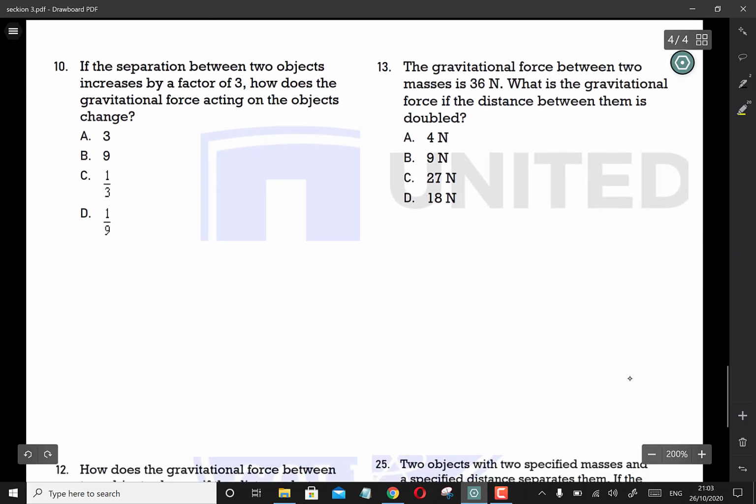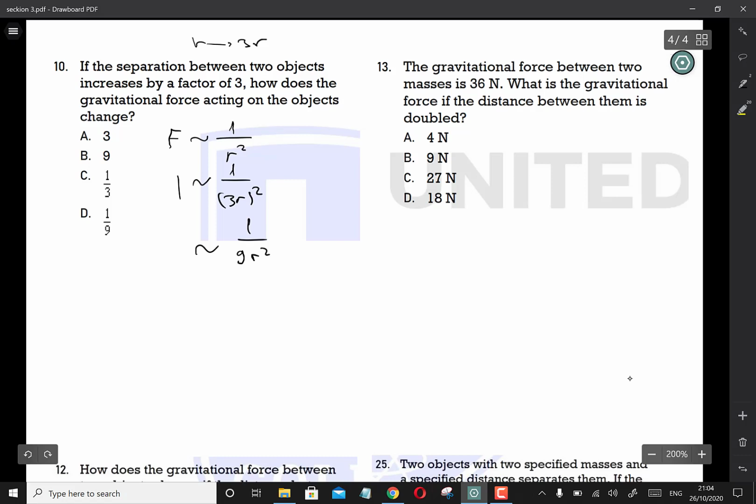Question number 10. If the separation between two objects increases by a factor of 3, how does the gravitational force acting on the object change? We know that gravitational force is inversely proportional to the separation, 1 over r squared. Question tells you separation increased by a factor of 3, which means r will change to 3r. Let's write here 3r. So 1 over 3r squared. Then square 3 and r, it becomes 1 over 9r squared.